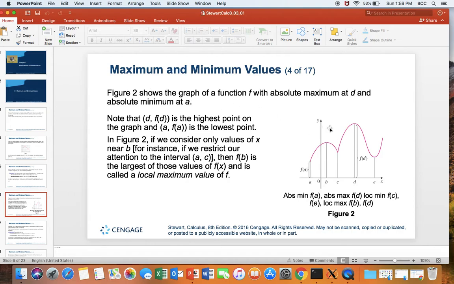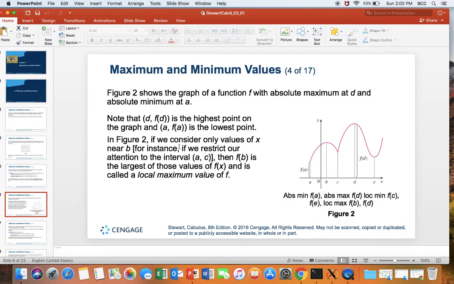So let me worry about maximum. Maximum is the highest. So where do I get the highest? At d. Now if I look at the minimum, this looks like the minimum height, right? Not this. This is the minimum. Where do I get it? At a. Note that f(d) is the highest point on the graph and f(a) is the lowest point.